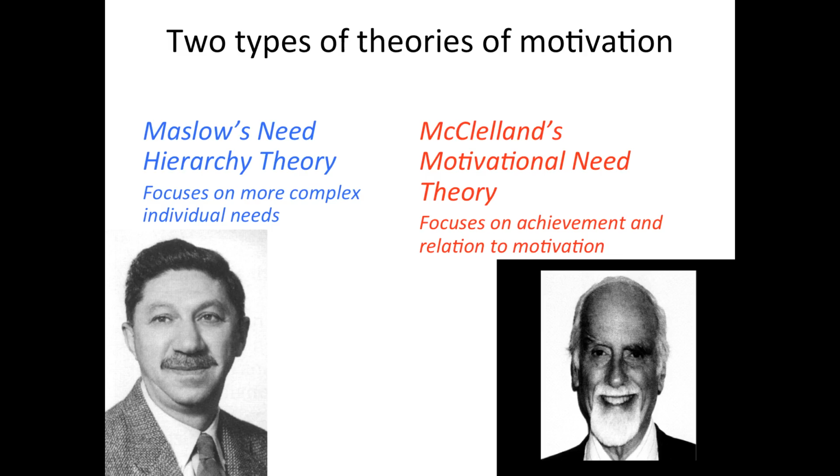There are two types of theories of motivation. One is Maslow's need hierarchy theory. It focuses on more complex individual needs, and it is also one of the more widely known theories of motivation. The next one is McClelland's motivational need theory. It focuses on achievement and its relation to motivation.